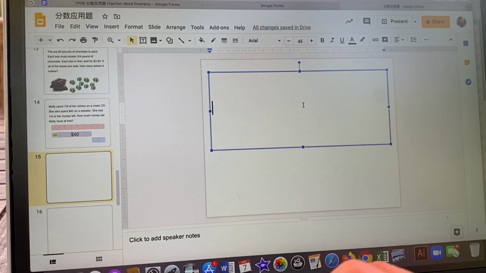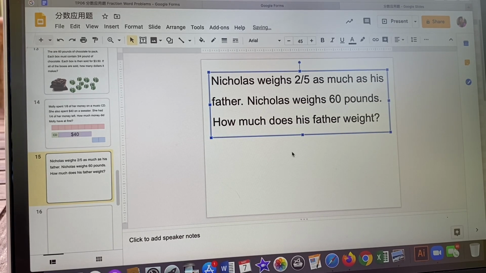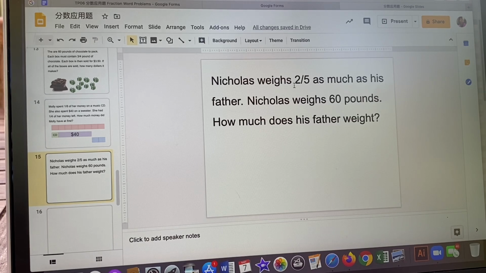Okay, let me see if I can do some problems with a bar model. So Nicholas weighs 2/5 as much as his father. Nicholas weighs 60 pounds. How much does his father weigh? So 2/5, we draw a bar model with 5 pieces.